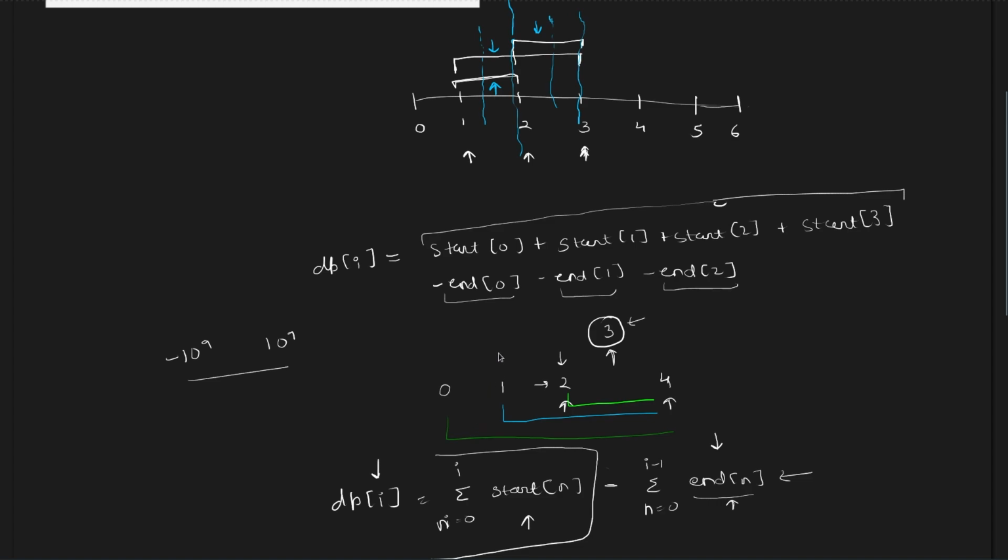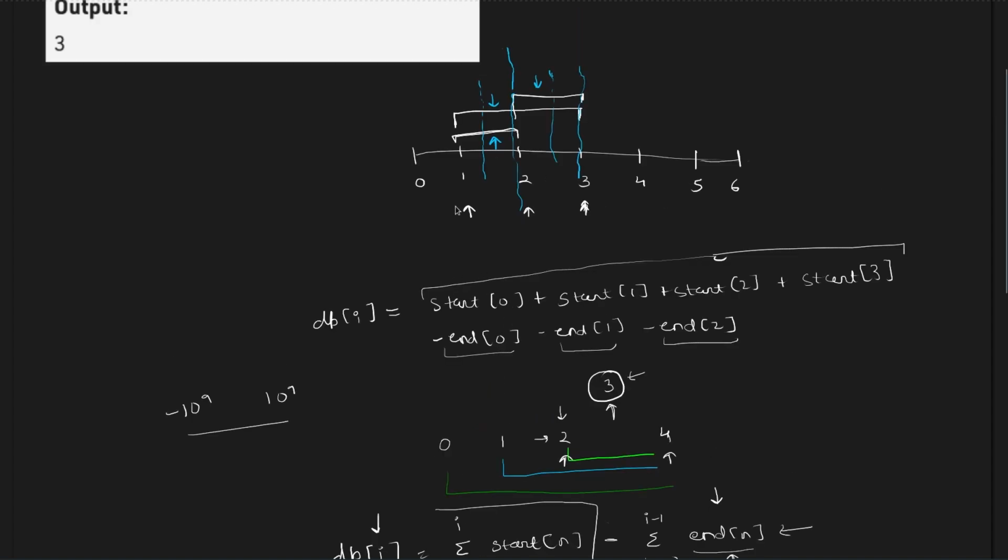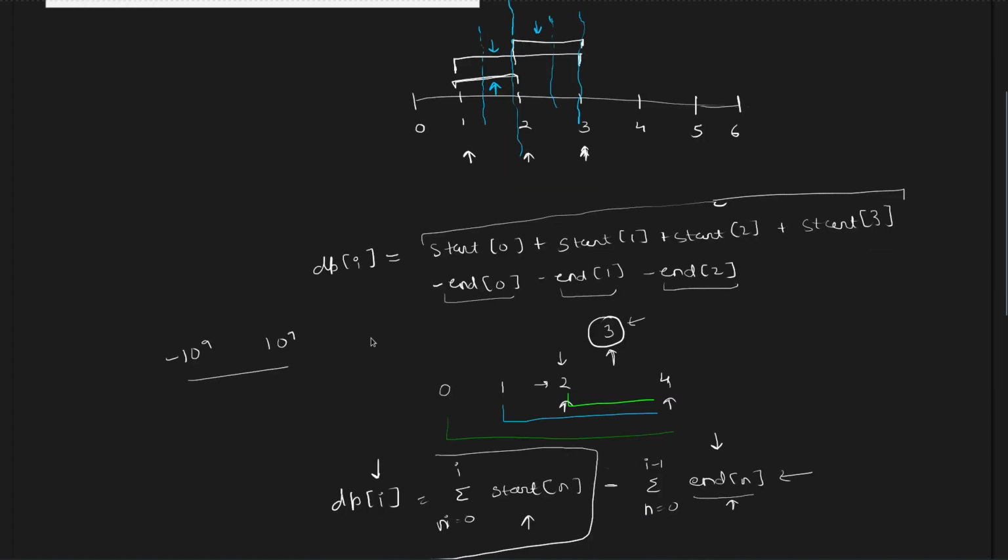Let me just quickly summarize what we have discussed. The problem statement says that we have to find the maximum number of intersections given the starting and the ending point of some segments. Right, so we are not going to use dp, but I have just written it as dp of I. So dp of I denotes the number of intersections at index I, right? For example, in this case, I have assumed I equals 3, right?